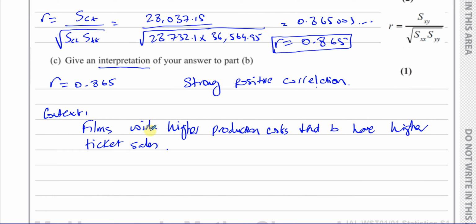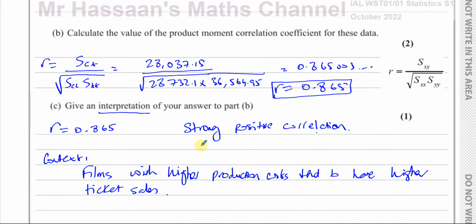All right. But we can't just write that down. We have to mention that the interpretation of this is that films with higher production costs will have higher ticket sales. All right, so that's very important that we mention that in our answer.